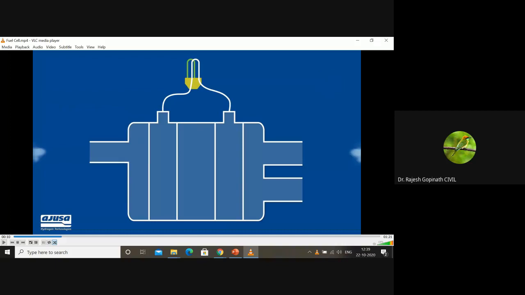So friends, basically you're going to look at a fuel cell. Please remember, a fuel cell is a device which produces electricity. It does it chemically by combining hydrogen fuel with oxygen from the air. And you know very well that when hydrogen and oxygen are combined, the output would be water.